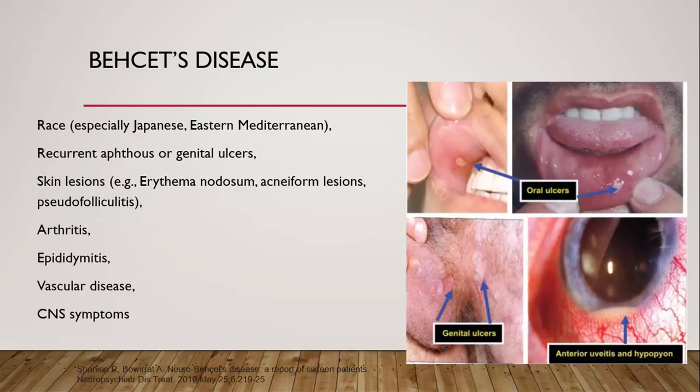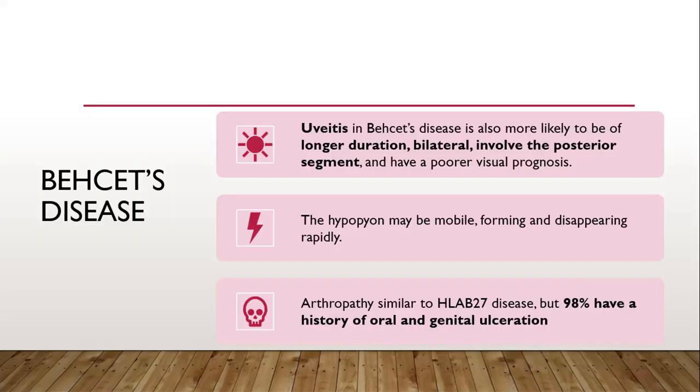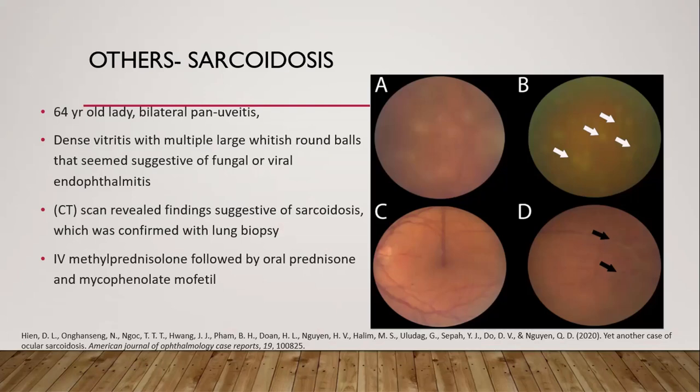Behçet's is another disease which can mimic an endophthalmitis picture, more common in the Japanese race and Eastern Mediterranean. Recurrent aphthous or genital ulcers are commonly seen, along with skin lesions, arthritis, epididymitis, vascular disease, and CNS symptoms. The uveitis in Behçet's disease is more likely to be of longer duration, more commonly bilateral, with more involvement of the posterior segment, and a poorer visual prognosis compared to the HLA-B27 types. The hypopyon may be mobile, forming and disappearing rapidly. Arthropathy is similar to HLA-B27, but 98% of them will have a history of ulceration, oral or genital. So that history is important.